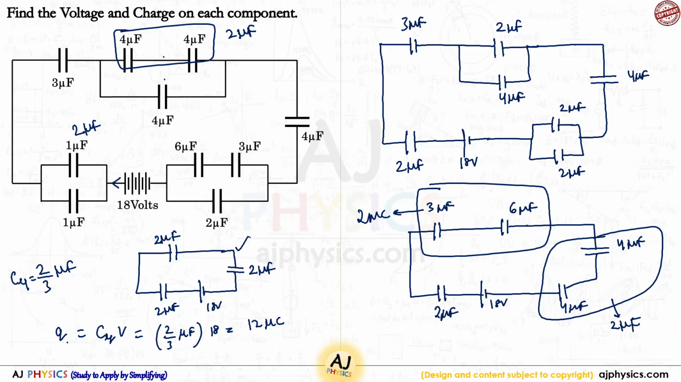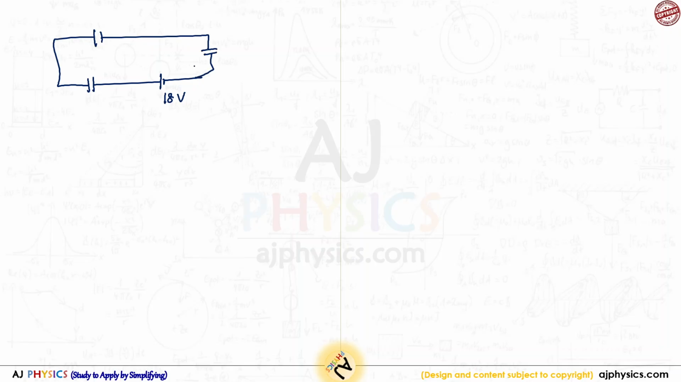So from this step, we'll try to go backwards. Let's check the step first. This is 18 here, and then we have 2, then we have 2 here, and 2 here. So the charge flowing through the battery was 12 microcoulombs, which will pass through all these three capacitors.